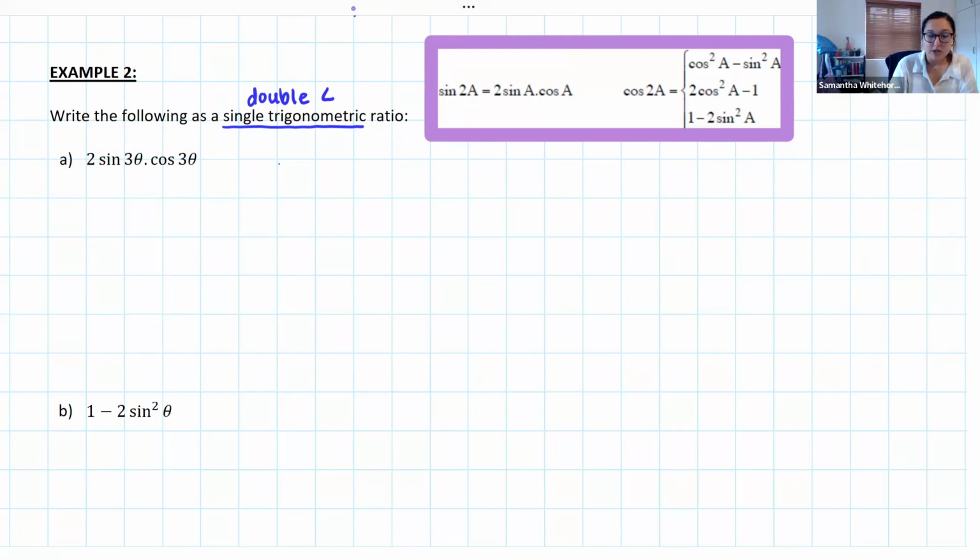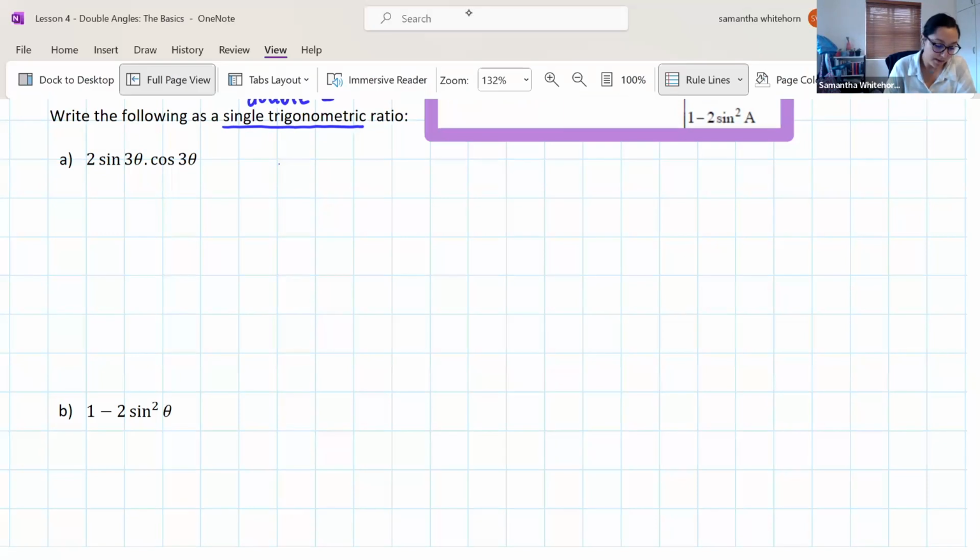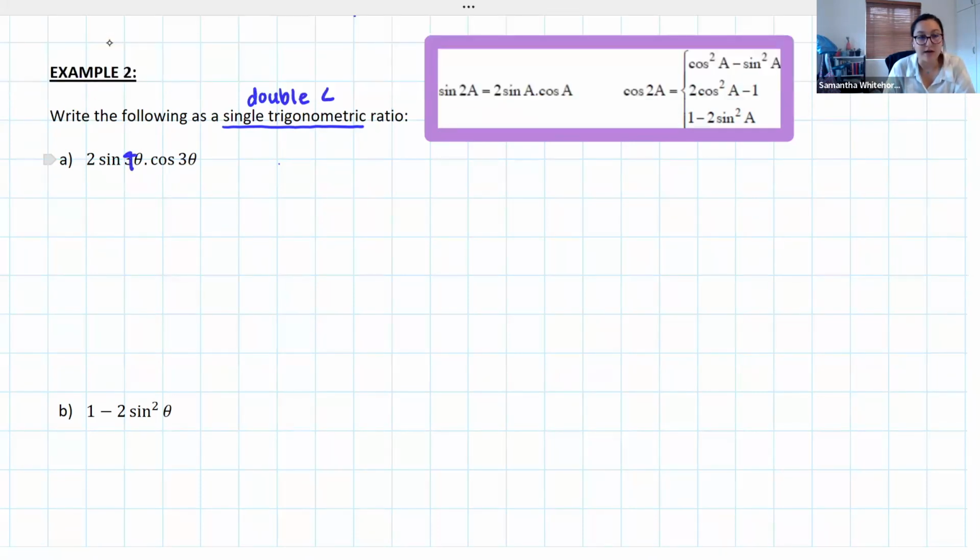What we always also want to check is that the angles do match up, because obviously you can't work with angles that are different. So you can't have, let's say this was 4 theta, 2 sine 4 theta times cos 3 theta. Those angles don't match up in terms of your double angle identity. The angles must be the same. Because it is 3 theta in both situations, I'm happy.